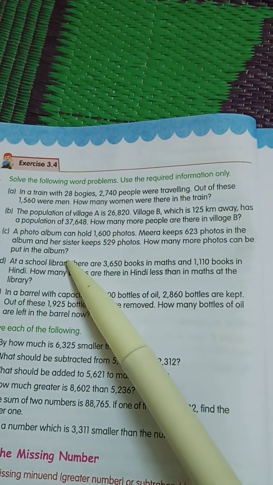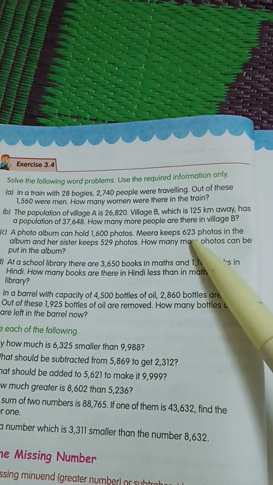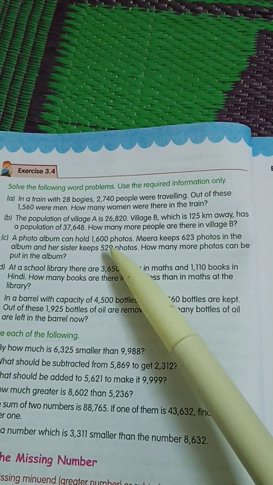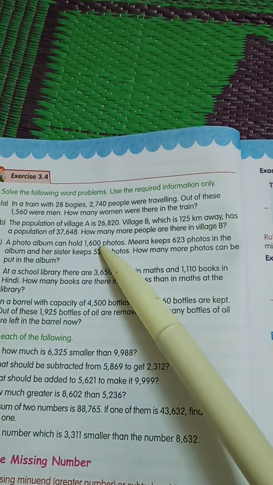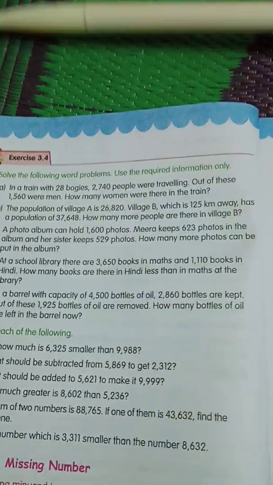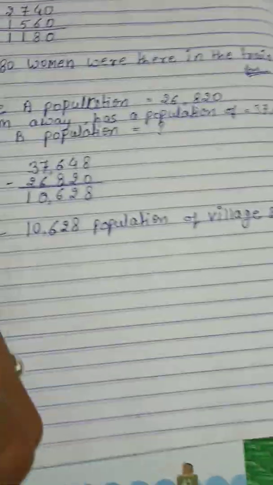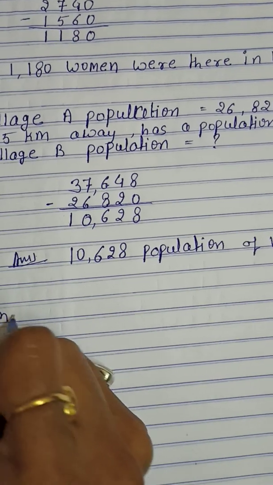So what can we do in this? Firstly we have to add this number and this number. Whatever answer we get, we have to subtract from 1,600. Okay, so how can we do this? We can understand here. Question C. First of all, Meera kept how many?